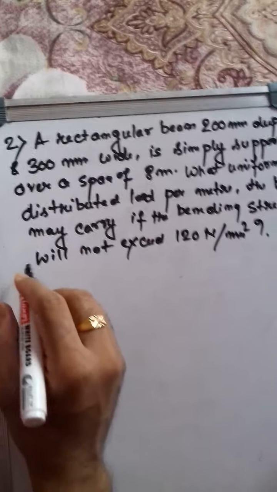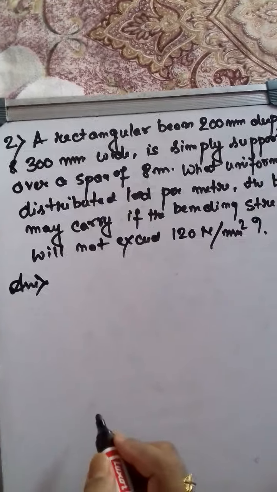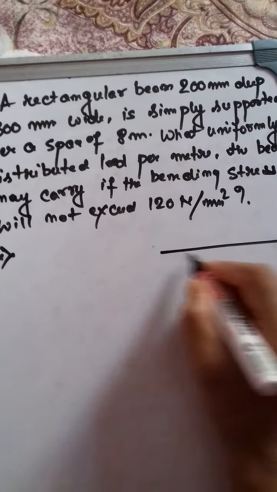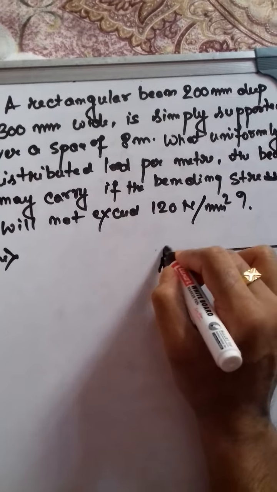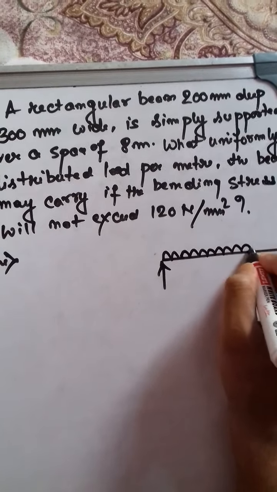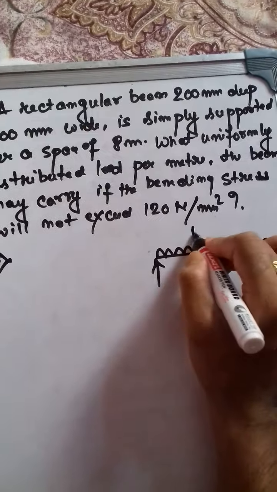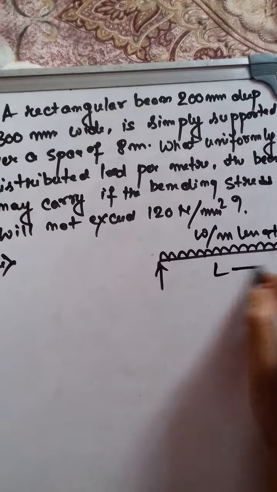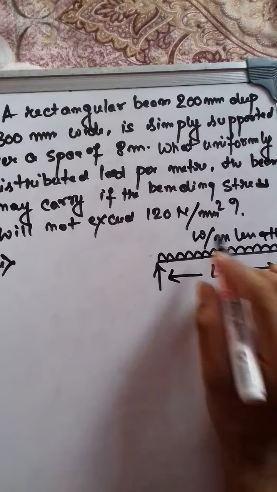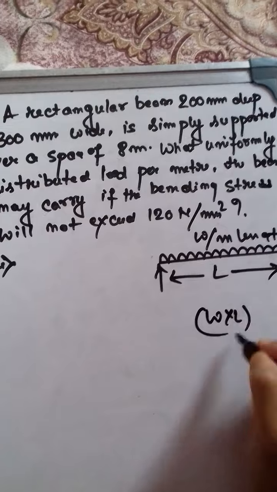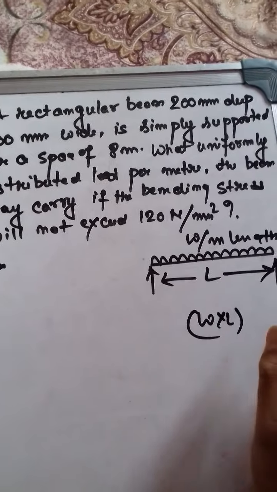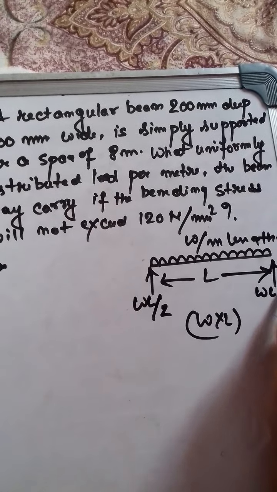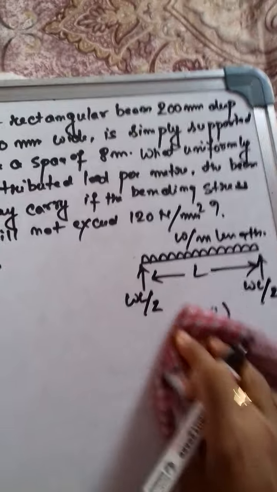So see here, the maximum stress is given in the problem, right? Okay, now let us draw this figure. If this is a simply supported beam which is carrying a UDL, the intensity of UDL W per meter, and if the total length is equal to L, so the total force will be equal to W into L. So there is a symmetric loading, so WL by 2 will be the reaction at RA and RB.